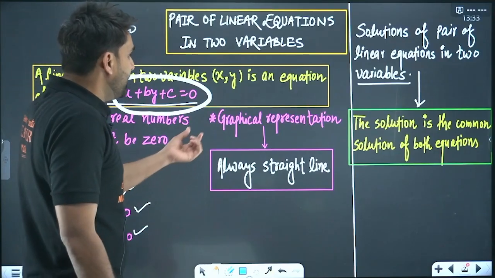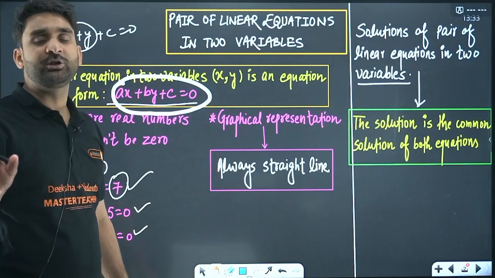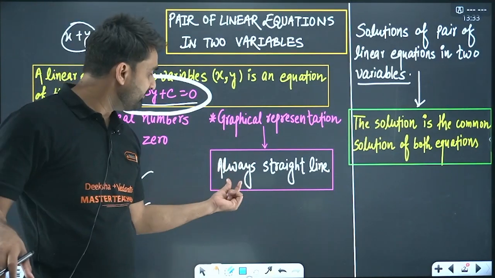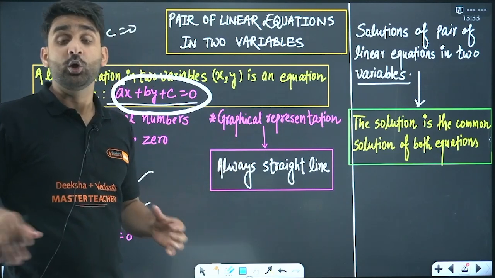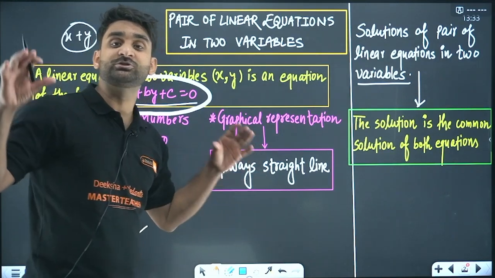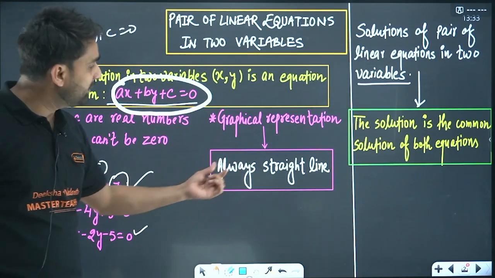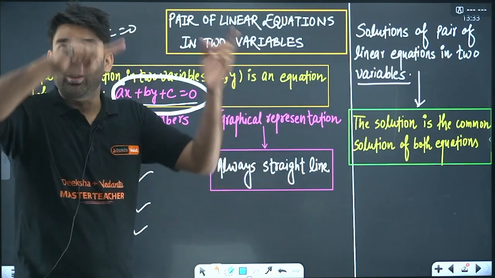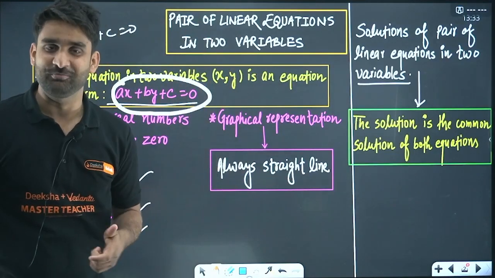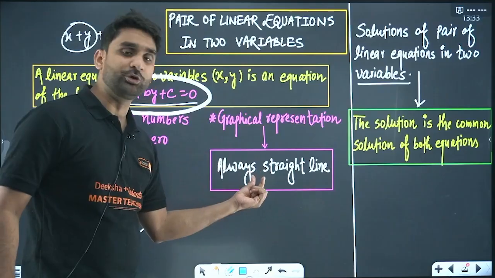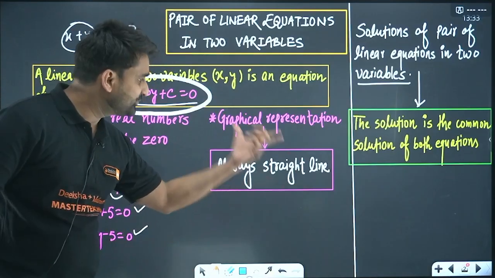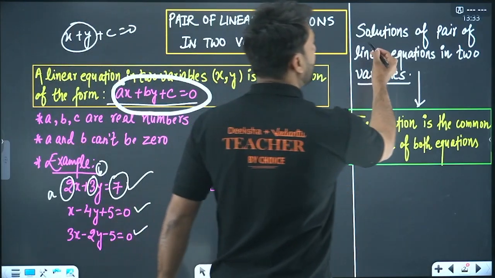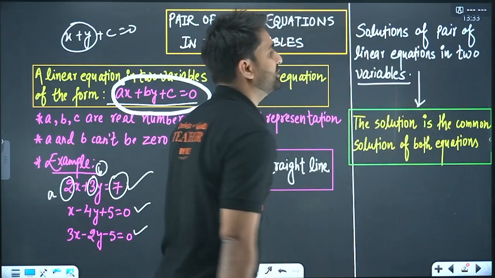Now if we draw any linear equation in two variables on a graph, you will always get a straight line. Yes, my dear, whenever we draw any linear equation in two variables on a graph, you will always get a straight line, because a quadratic equation gives you a parabolic graph, right? So a linear equation in two variables will give you what? A straight line.